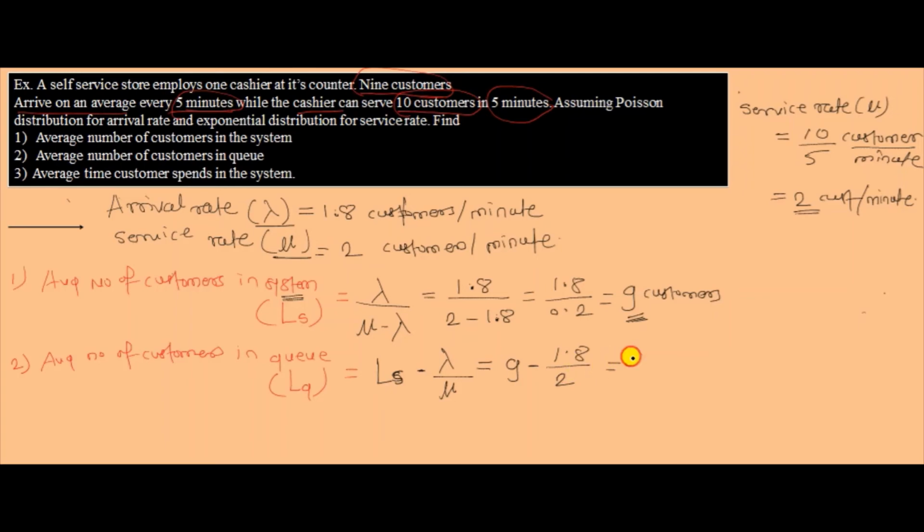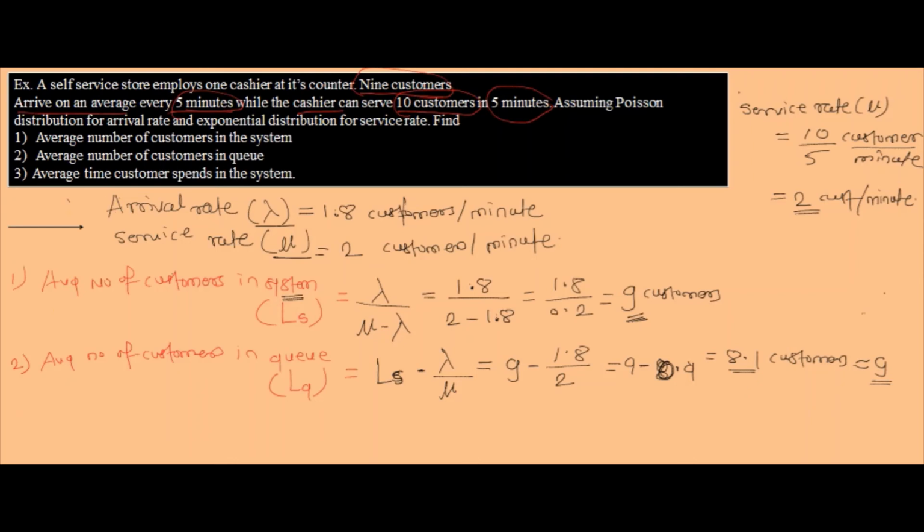Okay, so it will come out as 9 minus 0.9. So it will be 8.1 customers. Now it is close to 8, so we can approximately write close to 8 or 9 also. But sometimes if you put this value as it is, that will be no issue. 8.1 customers, approximately equal to 9, because it is more than 8.